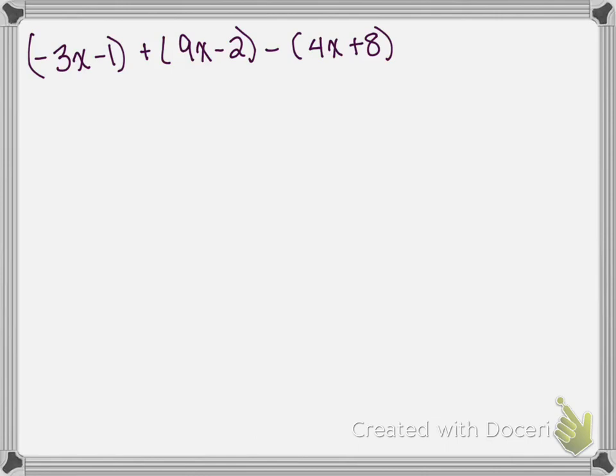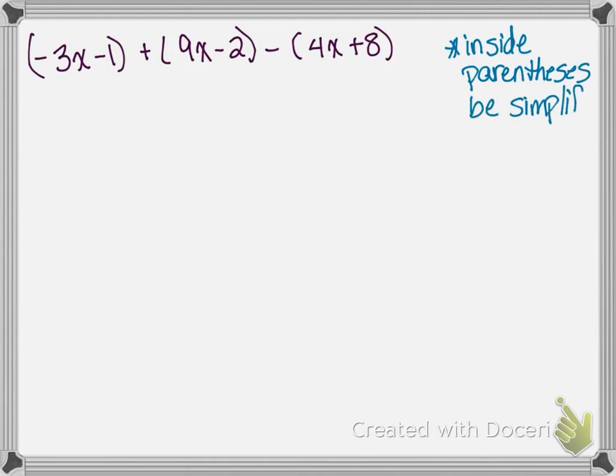Now, what I do, and this kind of goes to the question that you were asking, what I do is I ask myself, can anything inside the parentheses be simplified? Okay, so I would look at each individual one. I would look at 4x plus 8, 9x minus 2, and negative 3x minus 1. So can anything inside the parentheses be simplified? Okay, like any like terms.